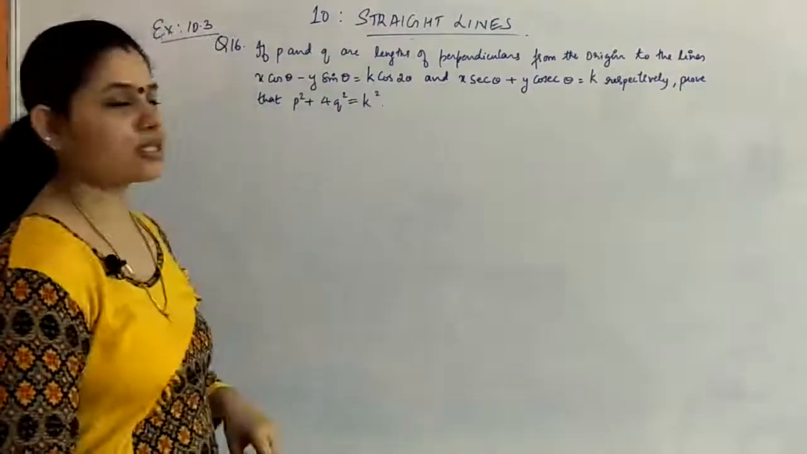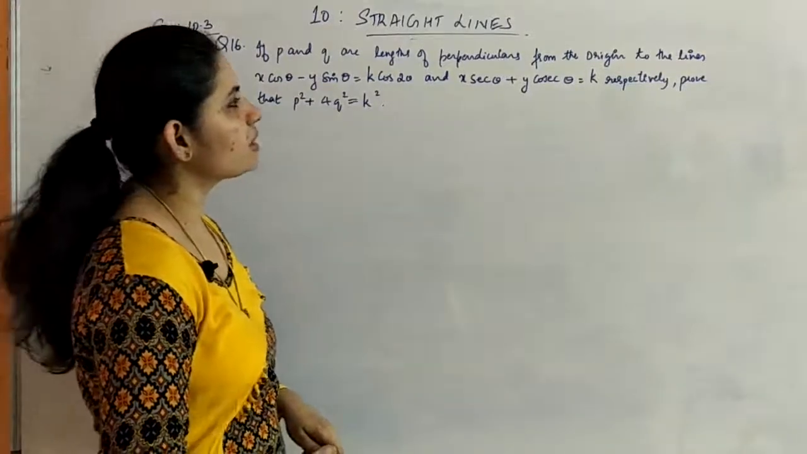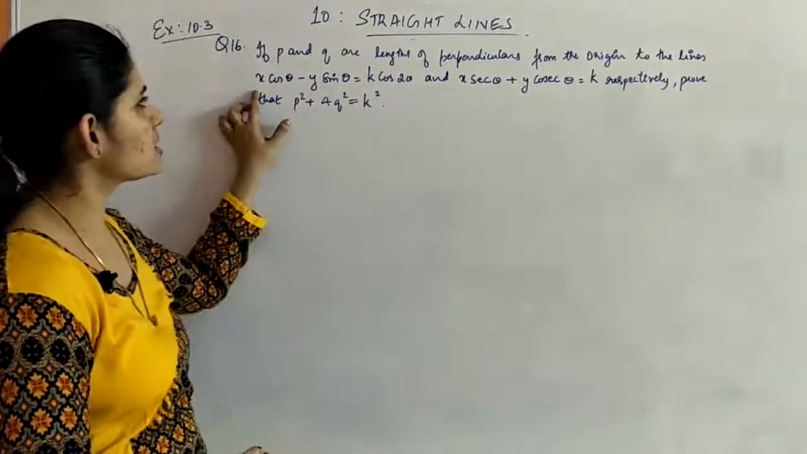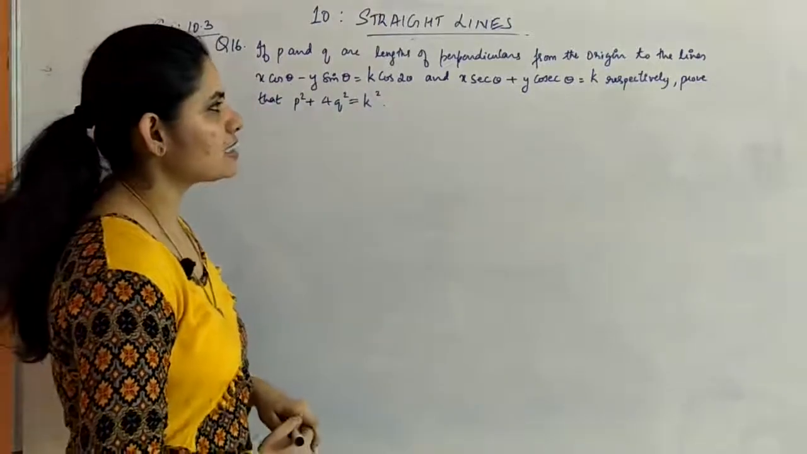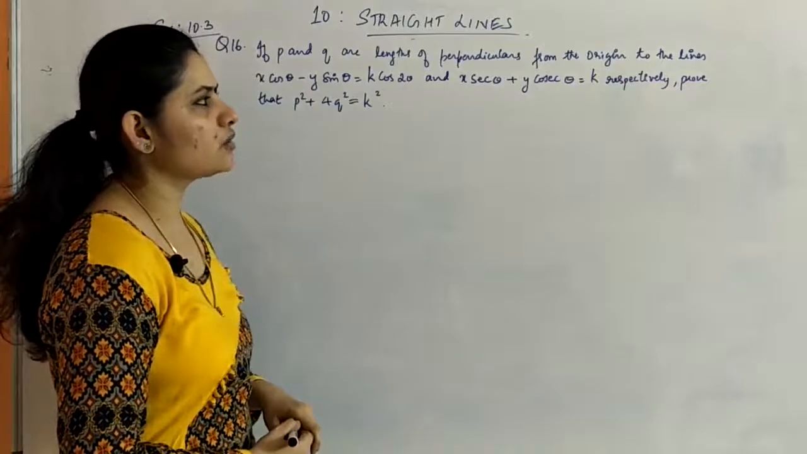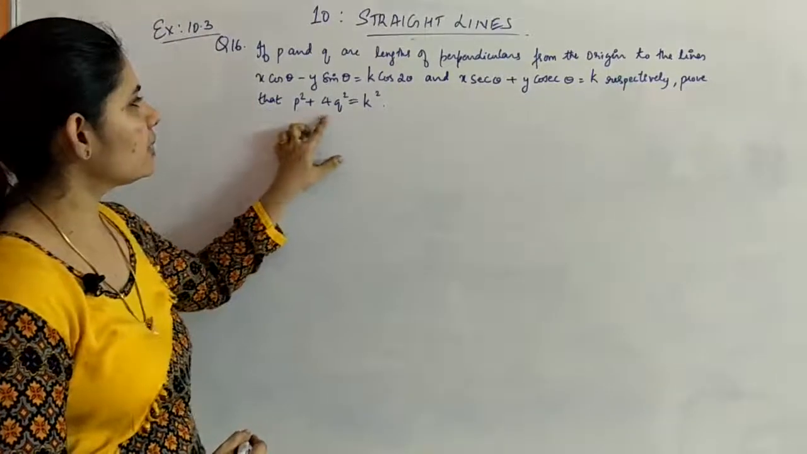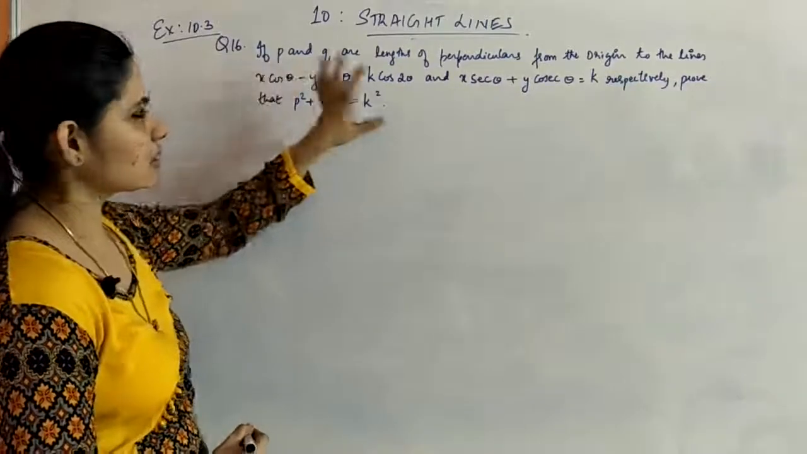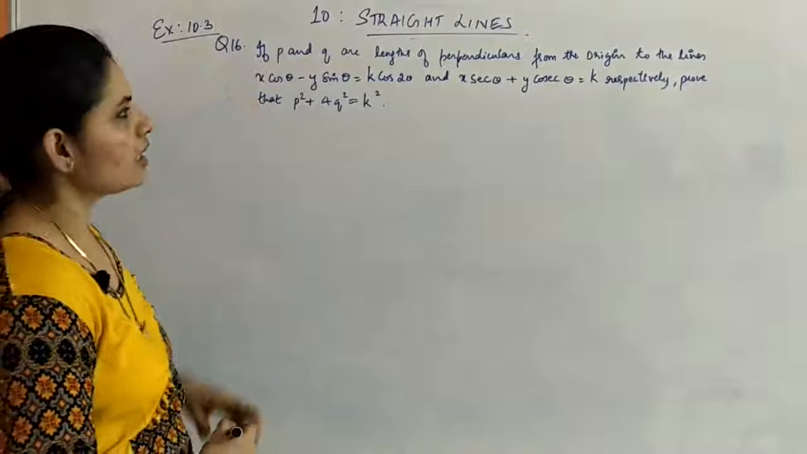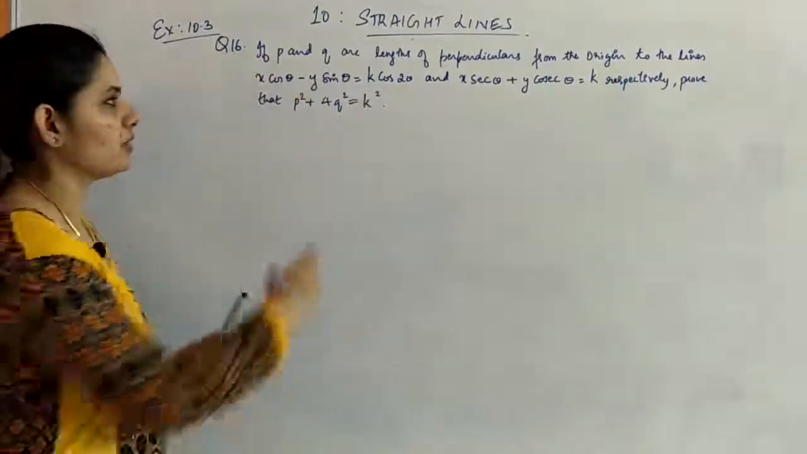Next question is question number 16. If p and q are lengths of perpendiculars from the origin to the lines x cos theta minus y sin theta equal to k cos 2 theta and x sec theta plus y cosec theta equal to k respectively, prove that p square plus 4q square equal to k square. So here we need just the length of the perpendicular formula. We will apply for both the equations, and then we will find out what will be this left hand side.